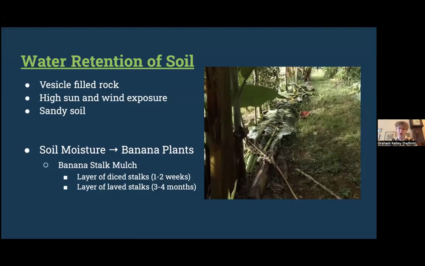And that banana stalk method that we came up with was a two-step layering of stalks. So the first step of which, let's say you have a sapling, you surround it in basically a donut shape with a diced stalk mix. And this is just taking the stalk of a banana tree or a banana plant and dicing it up. And when you surround a plant with that diced mix, those diced banana plants release moisture in 1 to 2 weeks at a really steady, slow pace.